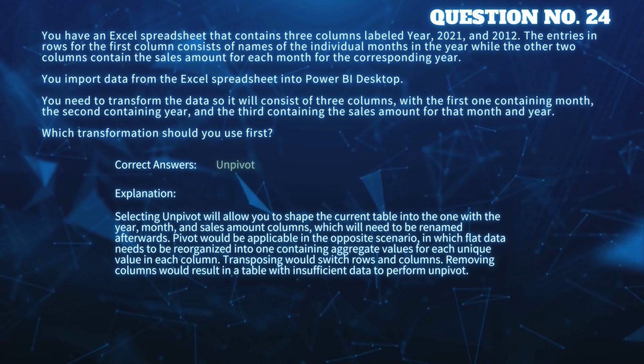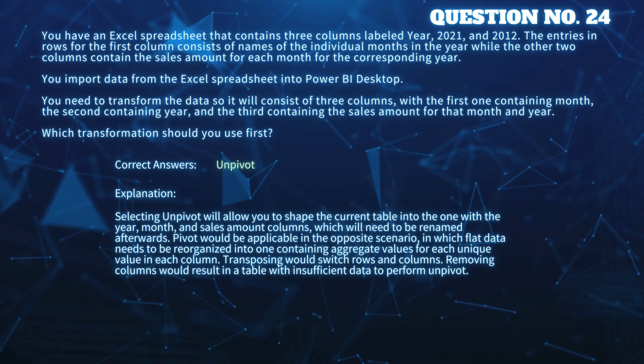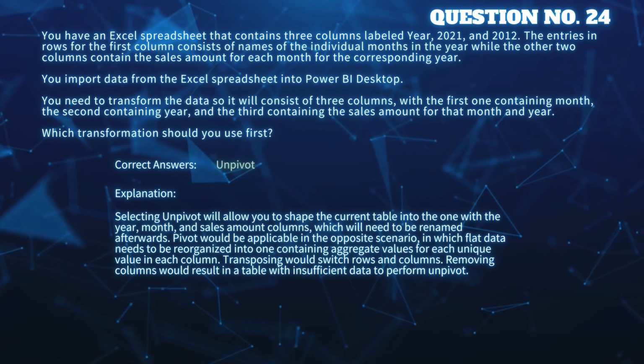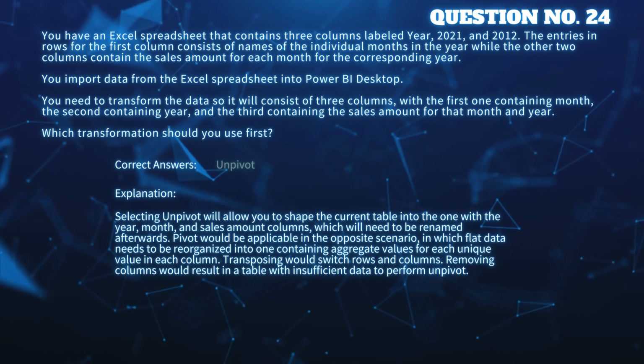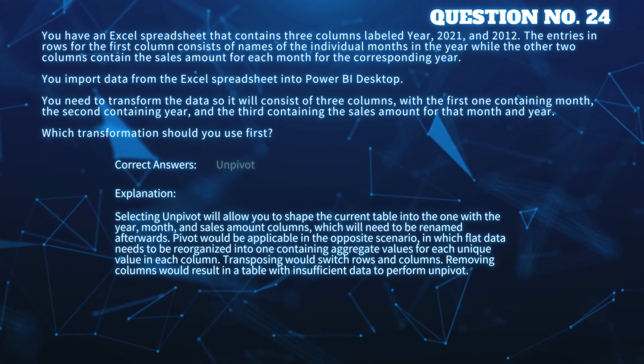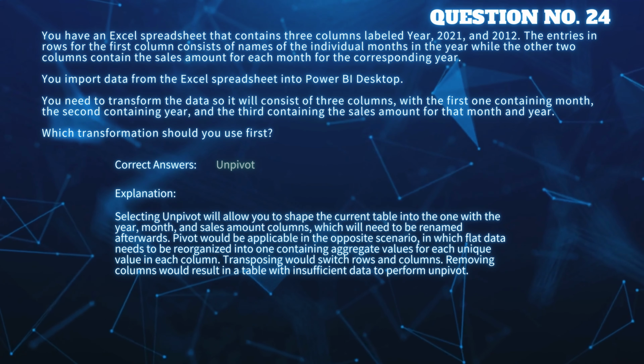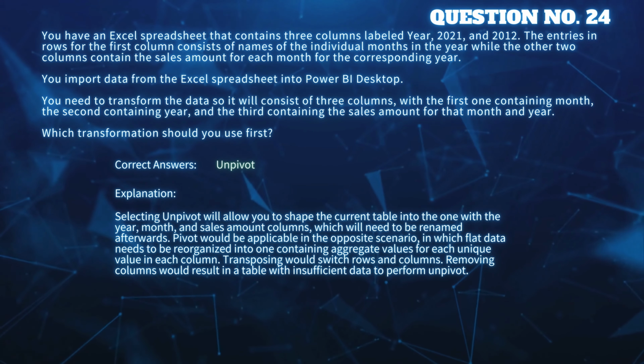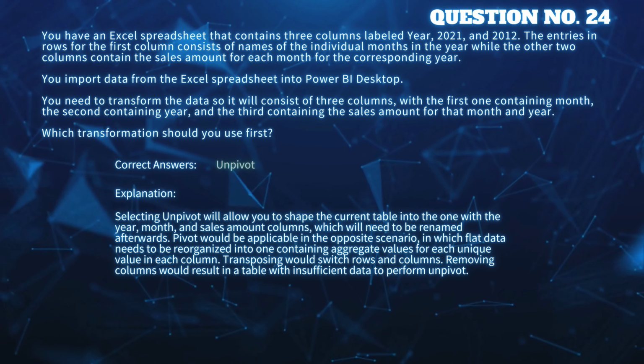Pivot would be applicable in the opposite scenario, in which flat data needs to be reorganized into one containing aggregate values for each unique value in each column. Transposing would switch rows and columns. Removing columns would result in a table with insufficient data to perform Unpivot.